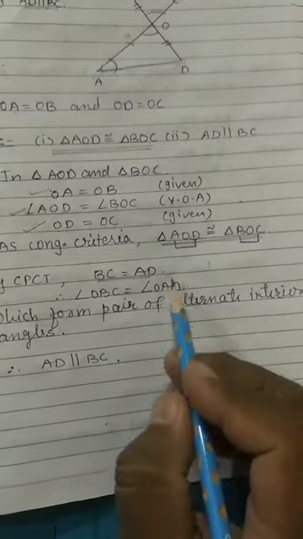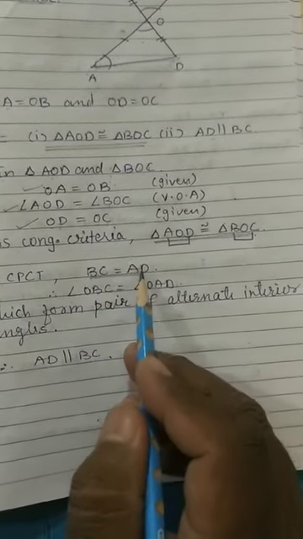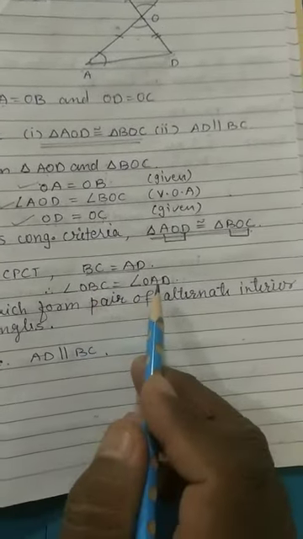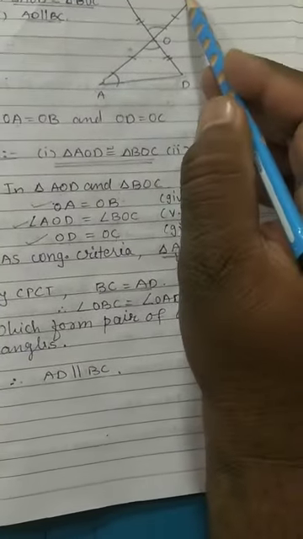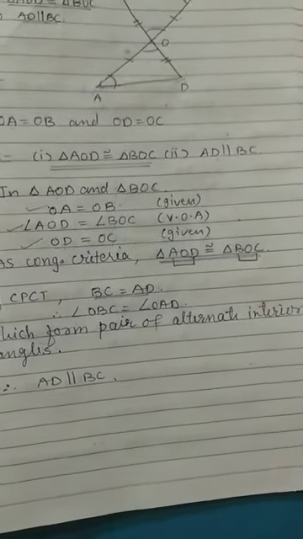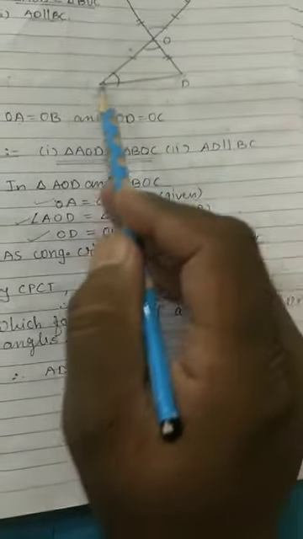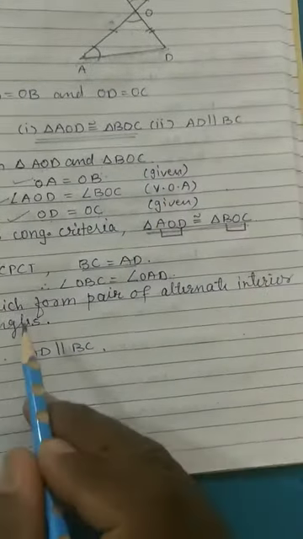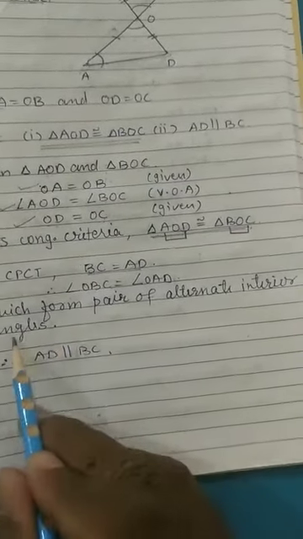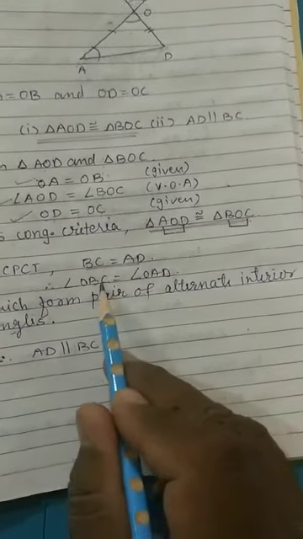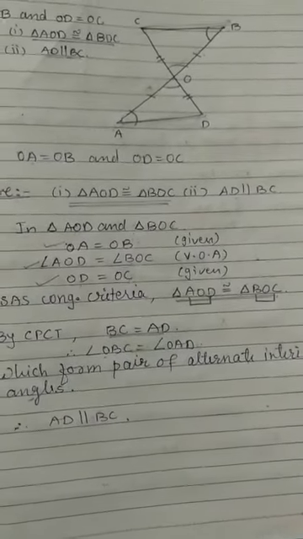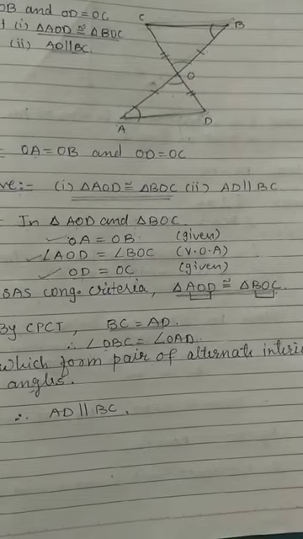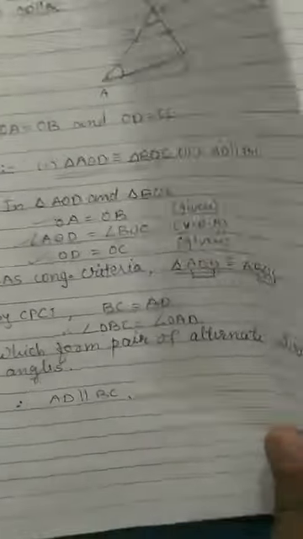So we have the same result here, that is BC is equal to AD and angle OBC is equal to angle OAD. You can check these two angles form which pair of angles? You can check, a Z is made here, right? So they form a pair of alternate interior angles, and they are equal also, and so you can say these two lines are parallel, that is AD is parallel to BC, right? Okay. Next example.